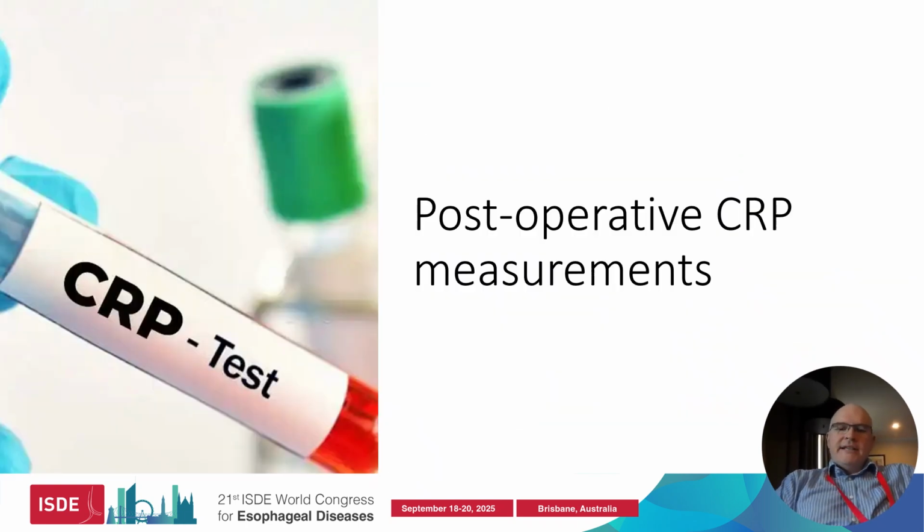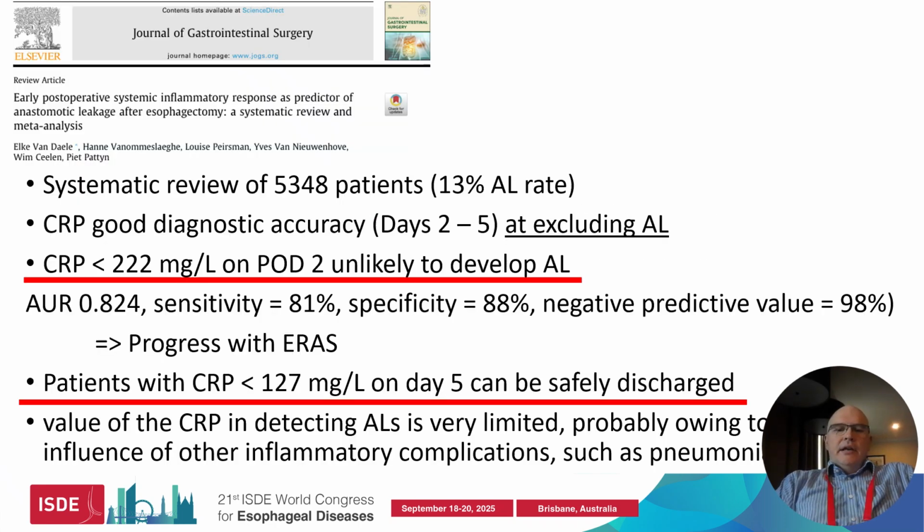What about simple blood tests? Well, the evidence for CRP is pretty clear. This systematic review of 5,000 patients with an anastomotic leak rate of 13% showed that CRP had a very good accuracy at excluding anastomotic leaks, and if the level was less than 222 on postoperative day 2, development of an anastomotic leak was unlikely. And patients with a CRP of less than 127 on day 5 could be safely discharged.